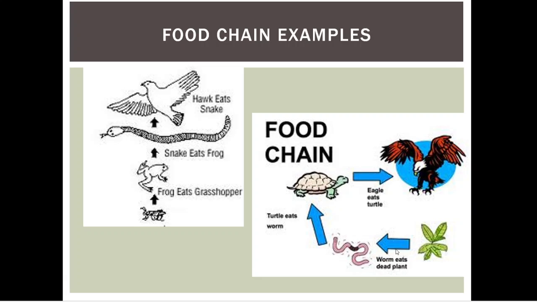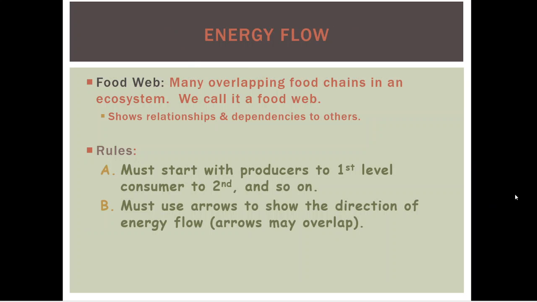Okay, so this is just one possible flow, what we call a food chain. Another example could be a food web, and this is many overlapping food chains in an ecosystem. We call it a food web. We'll look at some examples in a minute. And it shows relationships and dependency on others.